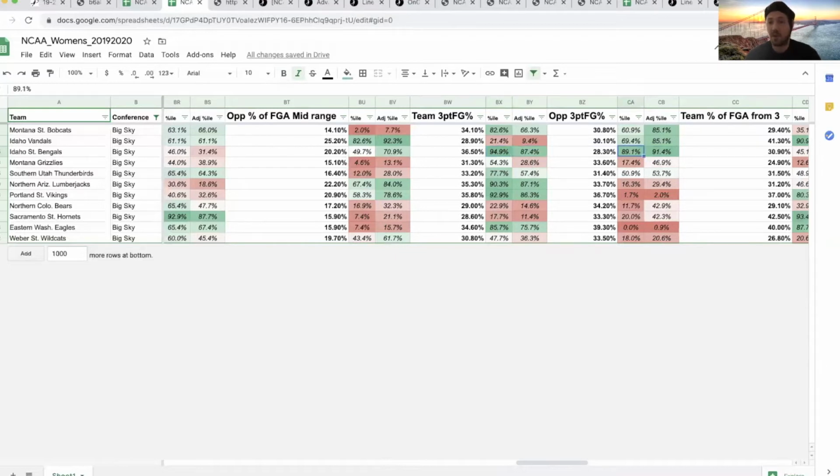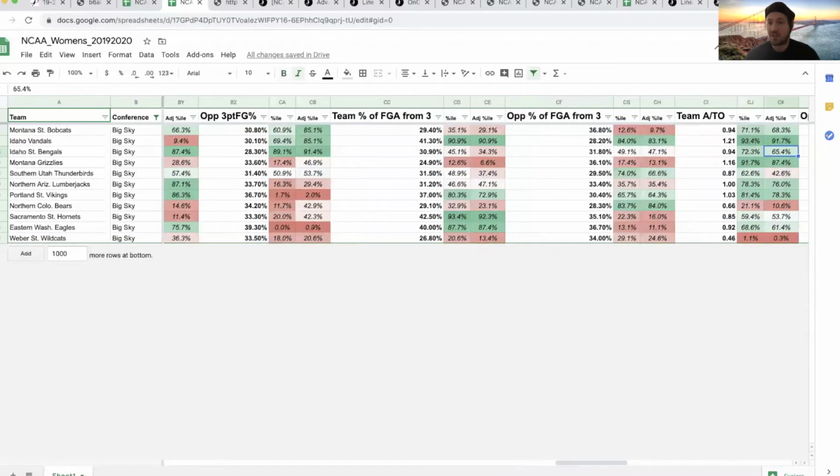And then on the opponent side, and this might be an area where they're getting a little bit lucky, because this is 2 percentage points lower than anybody else in the conference. So maybe they're playing good three-point defense. Maybe there's a little bit of luck, but that's something to keep in mind when evaluating their defensive EFG.